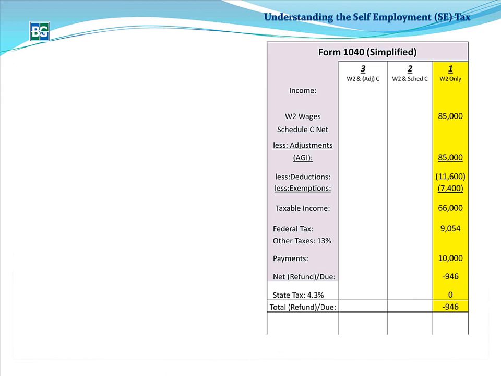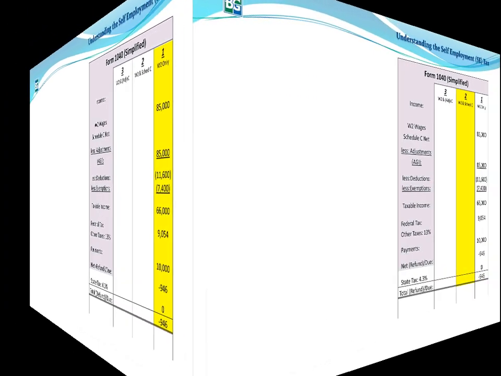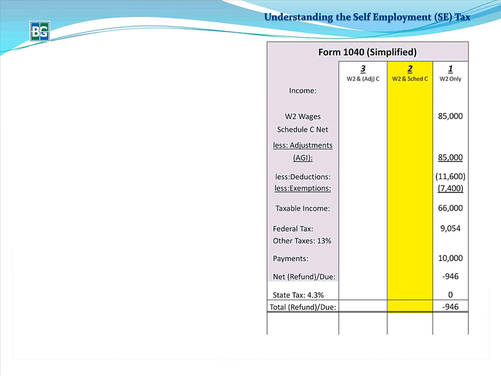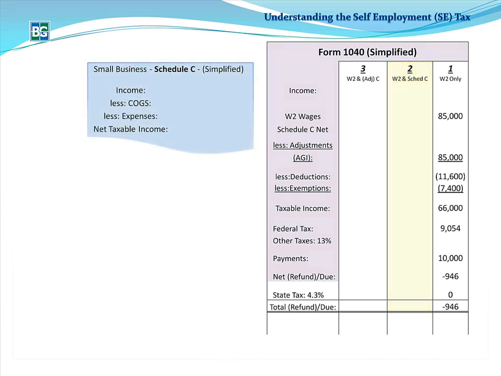In scenario 1, we have a husband and wife unit filing jointly using the standard deduction. One spouse has W-2 wages of $85,000. With no adjustments, less the deductions and exemptions, the taxable income has arrived at $66,000, with the federal tax over $9,000. There was withholding of $10,000 for a bottom line refund of $946.